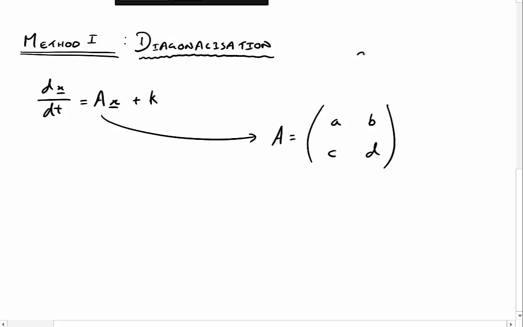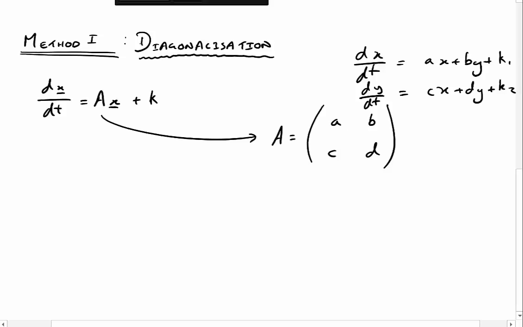So in other words, I'm considering dx by dt equals some linear function, ax plus by plus k1, and dy by dt equals cx plus dy plus k2. So that's where these coefficients are coming from: the a, the b, the c, and the d. It's just this table, a matrix of these coefficients. All right, so you've met this before, and it will always be an n by n matrix.